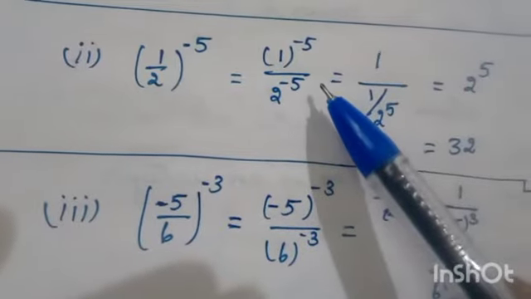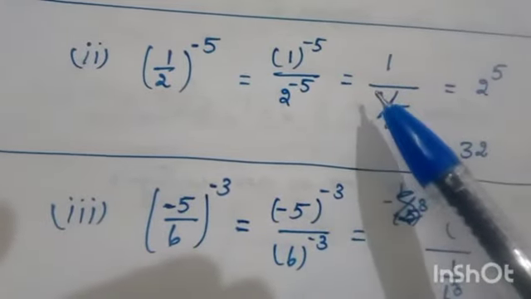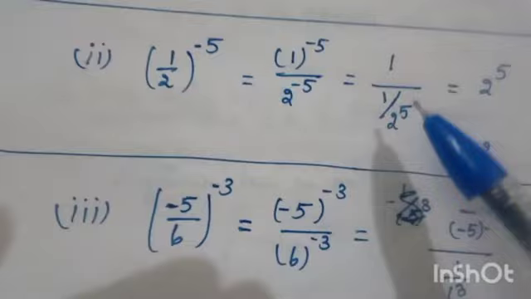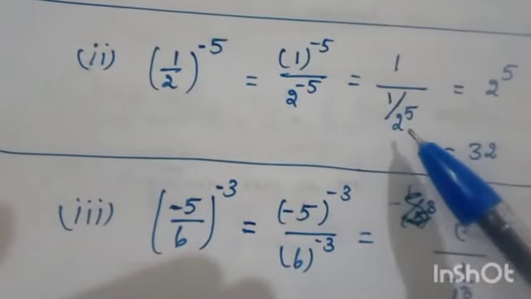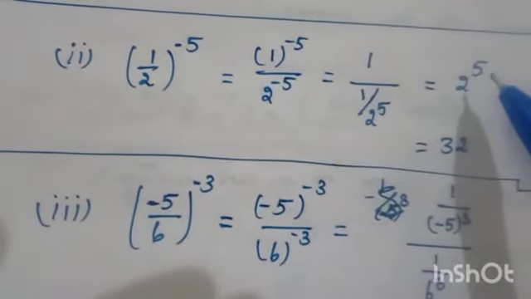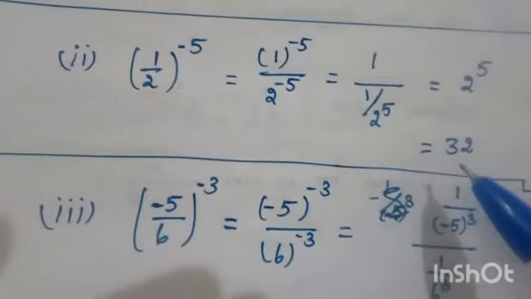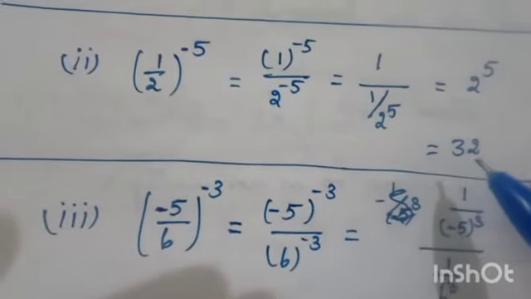The a power minus m formula is 1 by a power m. So 1 by 1 by 2 power 5, that is equal to 2 power 5. 2 power 5 value is 32. Otherwise, one more shortcut for you.